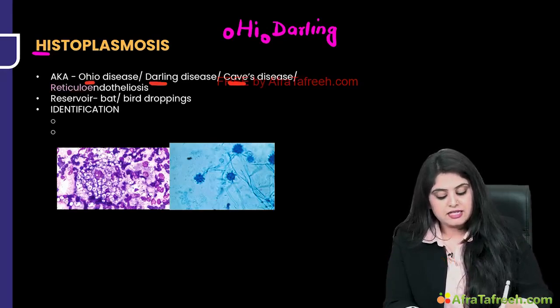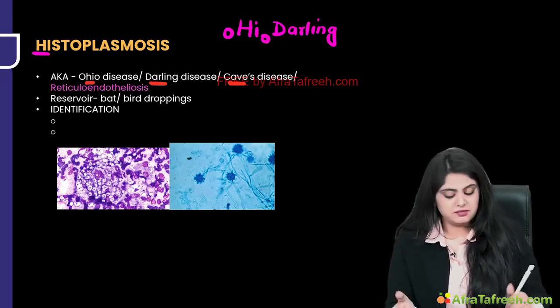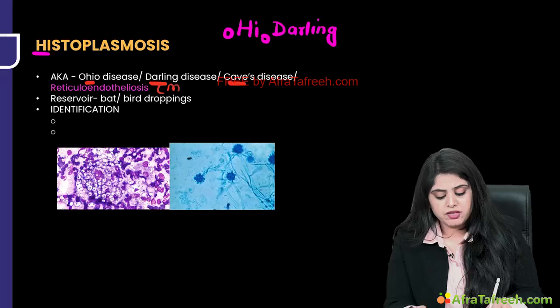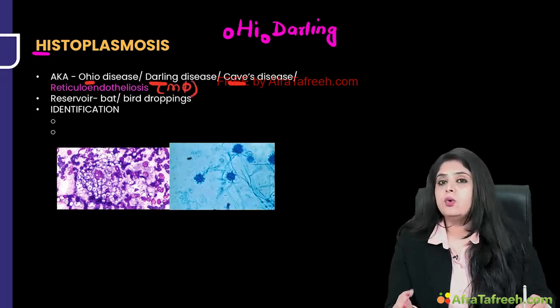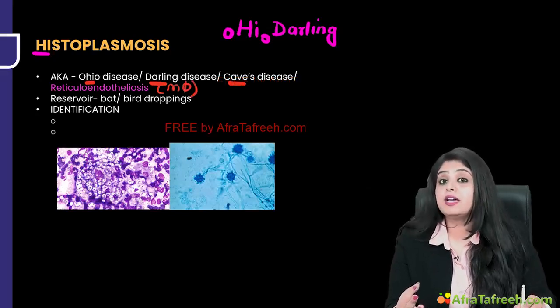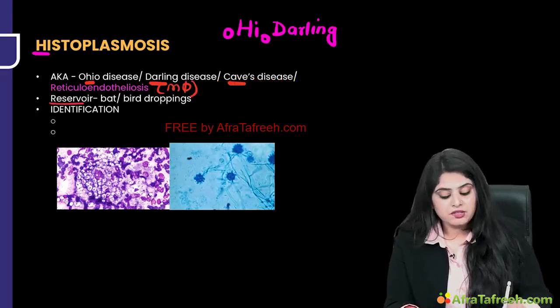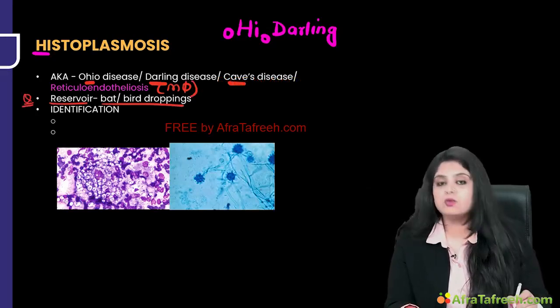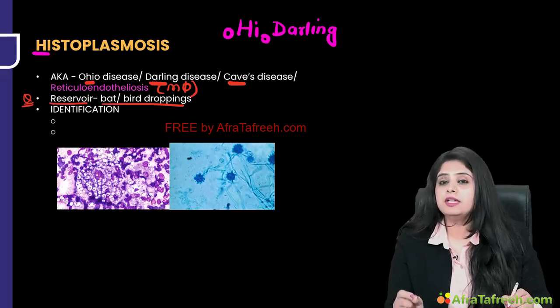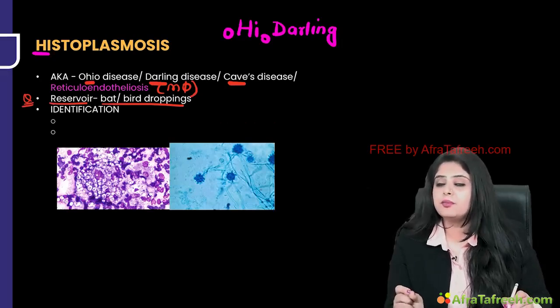It is known as reticuloendotheliosis. Very, very fancy name for what? Macrophages. So they ask you, where does it go and reside in your body? It enters the macrophages. Remember that. Who is the reservoir? This is another PYQ. It is basically associated with the bird and the bat droppings. That is a very important question.